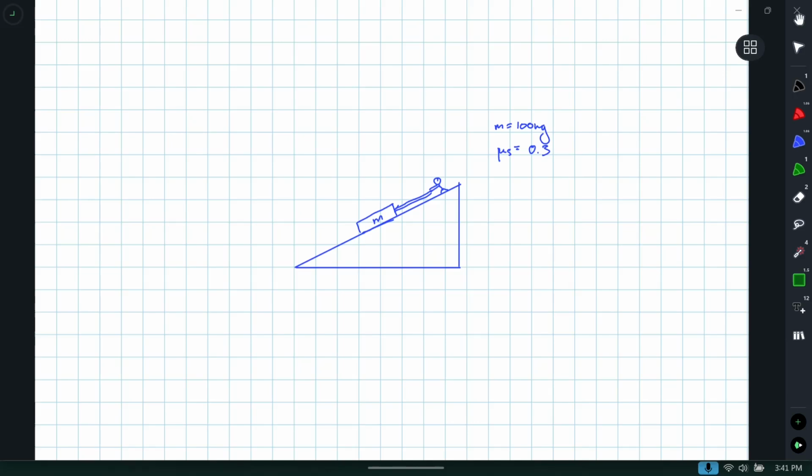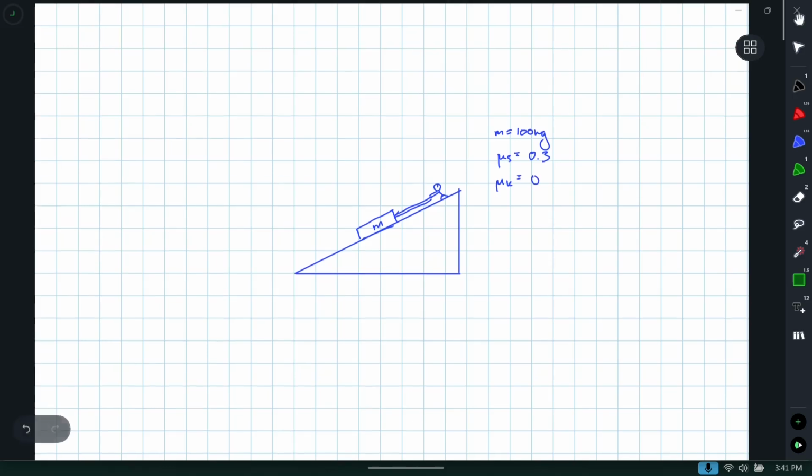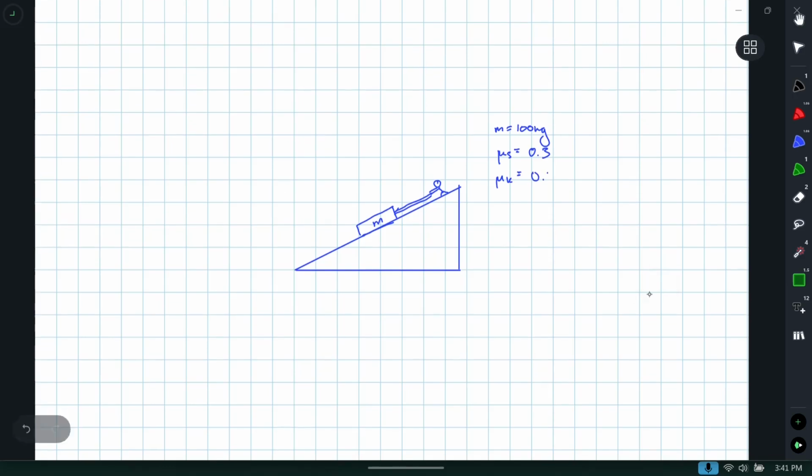Or actually, you know what? I could talk about if I give both, then what do you do? So maybe kinetic is 0.2. And that should be almost everything I need. Let's say the last thing is that the log is being pulled up the ramp at constant velocity.